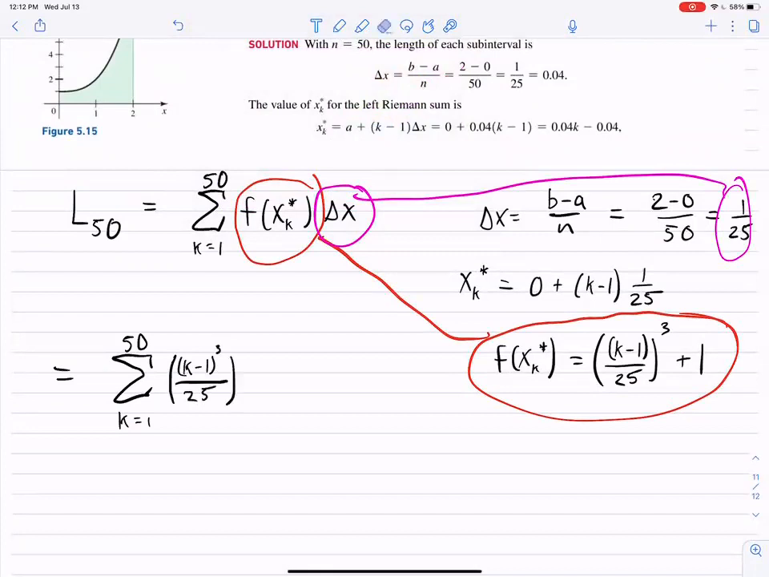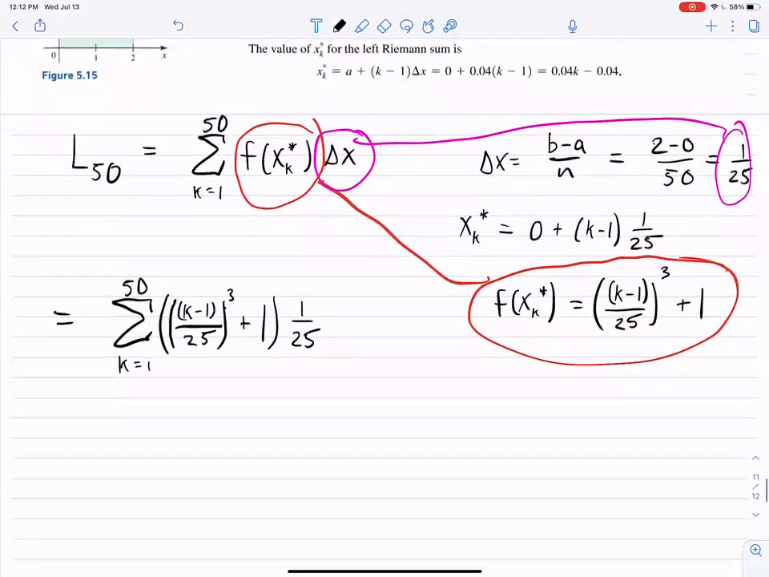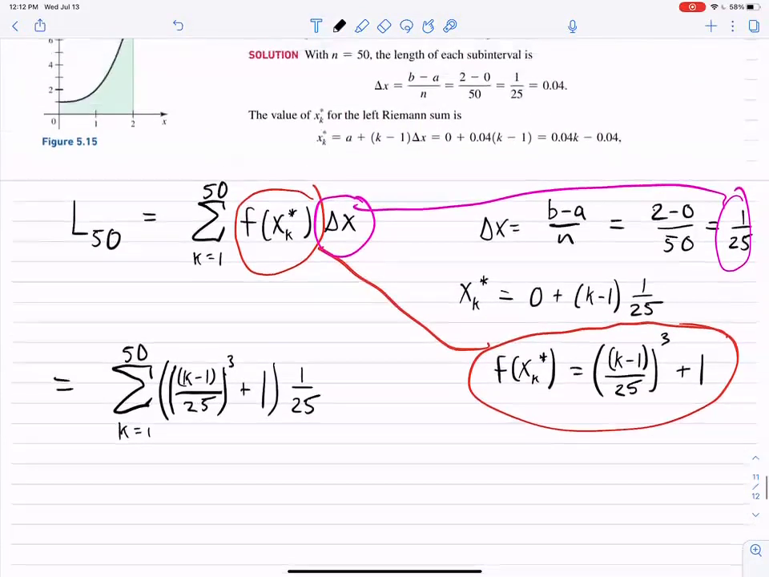Sorry, that whole thing is cubed, not just the top part, because that is what x of k star is. So that thing cubed plus 1, and then that whole thing, because that's what f of x k star is, and then that times delta x, which is 1 over 25. And so we could plug that in and figure out what that is.